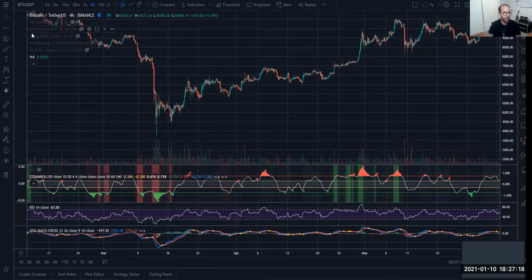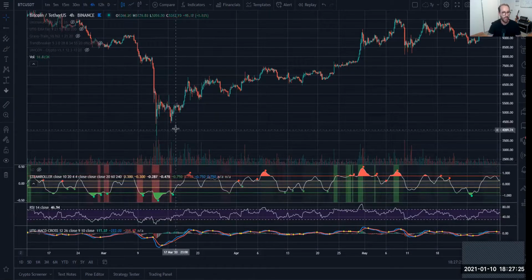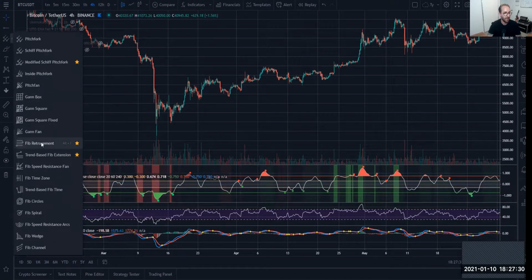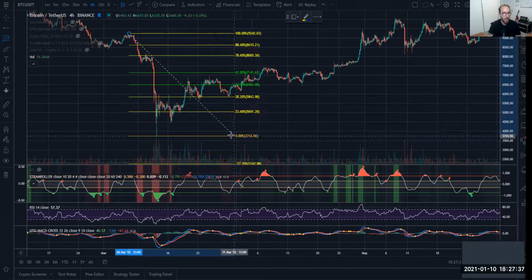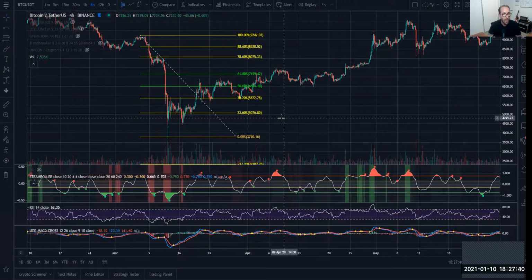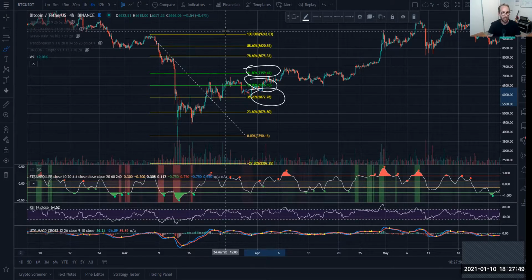So what you might like to do is use something like RSI, trend lines, support, resistance, Fibonacci, or steamroller, for example, to catch these retracement areas. Especially using the Fibonacci retracement tool. If you want to know more about that, unitytradinggroup.com/Fibonacci is a whole video there. If we know that we have missed a move off the 23, we know that our 61, our 50, our 38 are very important levels, not only psychologically, but for price action when it comes to the Fibonacci tool.